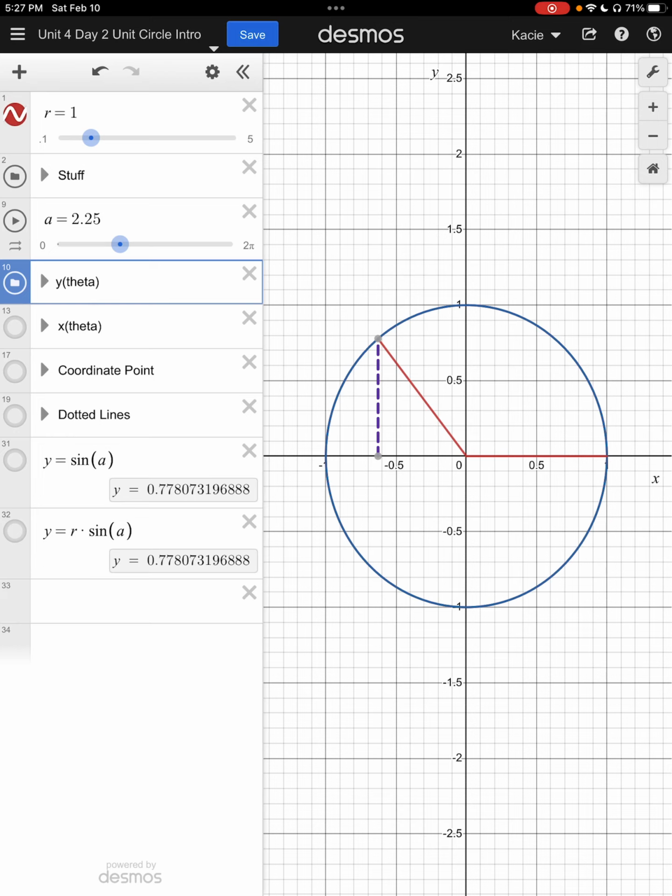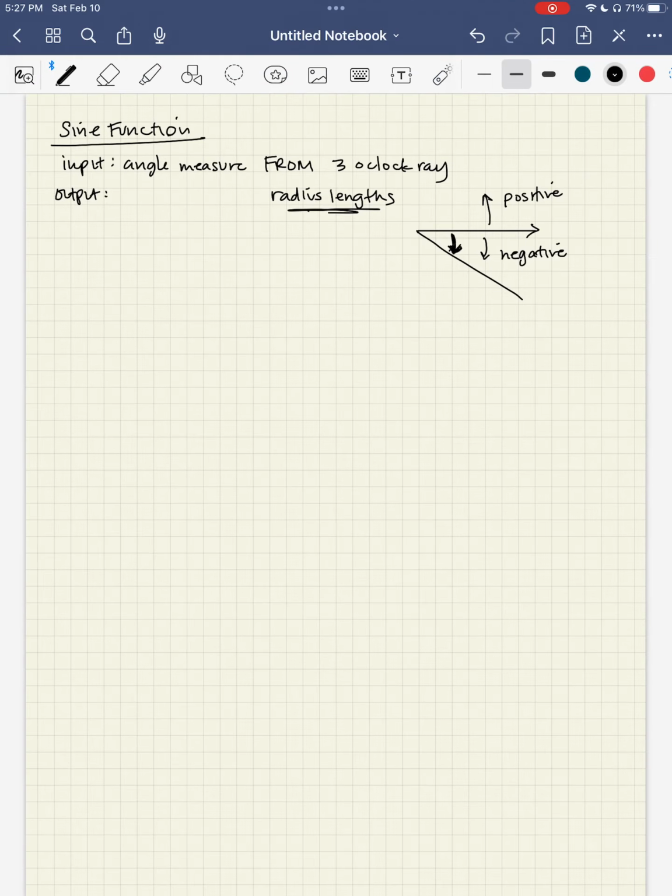So the sine function would say when you input an angle of 2.25 radians, that vertical distance is 0.78, let's call it radius lengths. So we would say 0.78 radius lengths, or another way of saying it, so the sine of 2.25 is equal to 0.78. So when we sweep out an angle of 2.25 radians, then that vertical distance above the horizontal axis is 0.78 radius lengths.